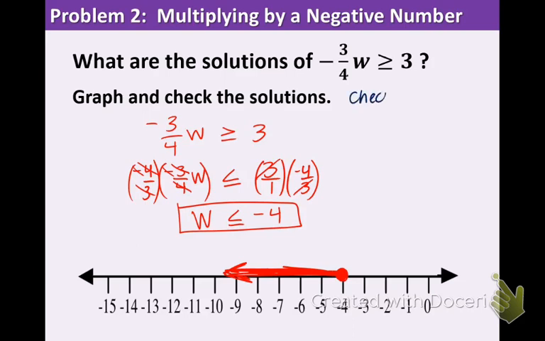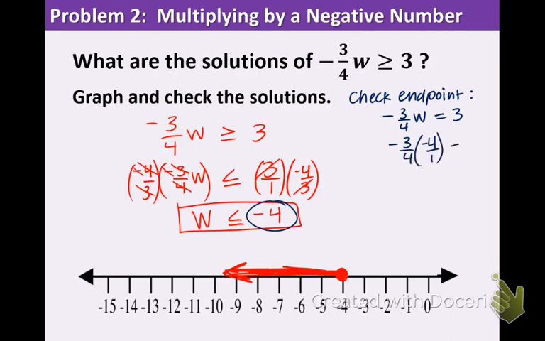We need to check the endpoint, and then we'll check the symbol, the inequality symbol. So first of all, let's rewrite this. We're using an equation for a second, and we're checking the endpoint of negative 4. So negative 4 is going in for the w, and it's technically over 1. The negatives go away, the 4's go away, and we just have a positive 3. Does 3 equal 3? Yes, so endpoint is correct.